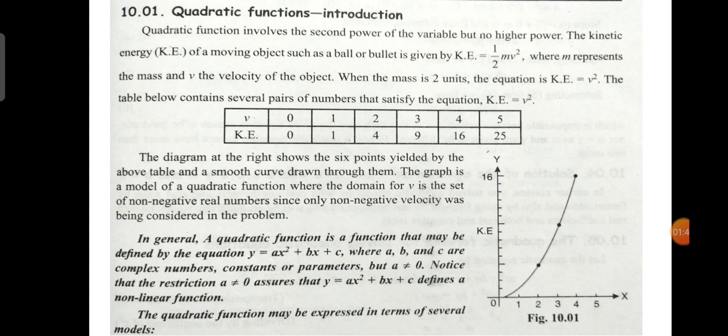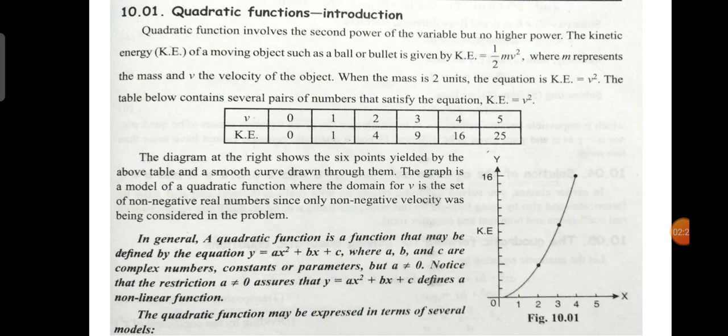In physics you have studied what kinetic energy is. If we move an object, a ball, a vehicle, a bullet, anything, there is a moving object. For a moving object there should be kinetic energy, that is half into m v square, where m is the mass and v is the velocity. And when the mass is 2 units, the equation of kinetic energy becomes v square. So that v square is a second degree equation.